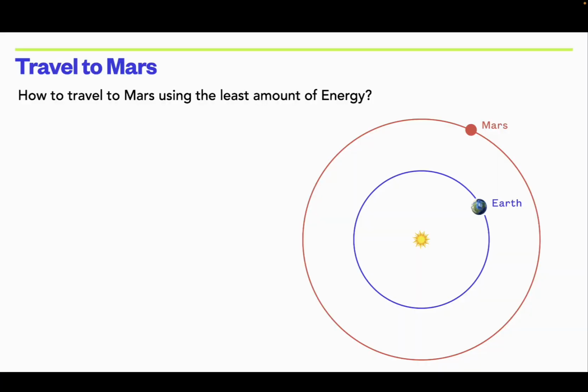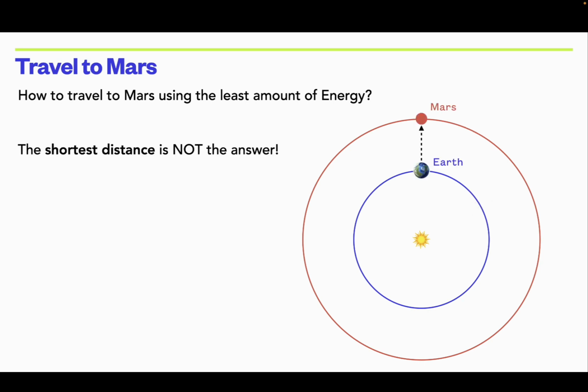In this lecture, we will talk about a single problem, and that is traveling to Mars. So the question is, if we're here on Earth orbiting the Sun, Mars is on an outer orbit. We want to know how to send a spacecraft or a space capsule with people on it to Mars using the least amount of energy. This is important because it takes a huge amount of energy to power rockets and to send them through space. So doing this in an energy efficient way makes it possible.